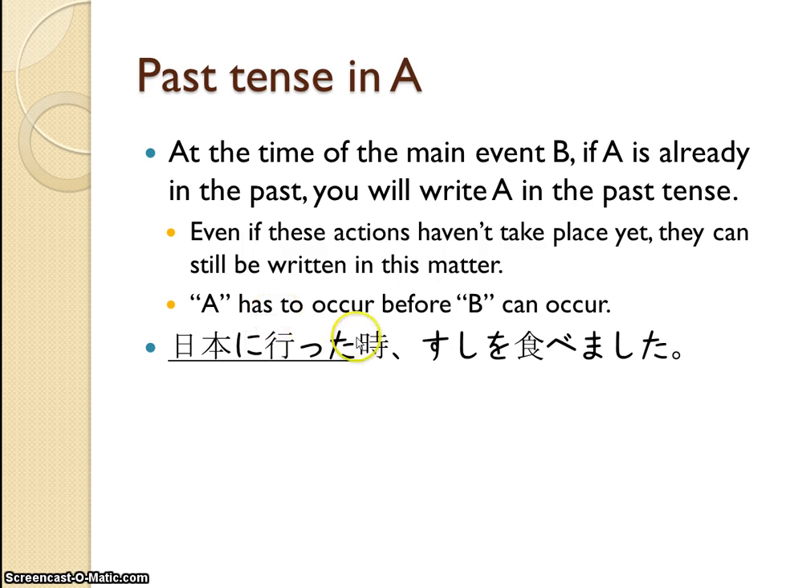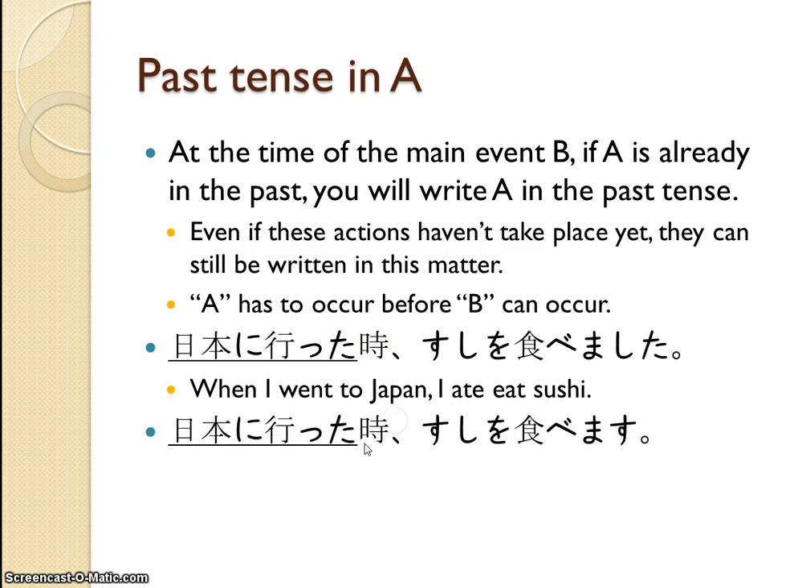So in this case, this part is always in past tense. When I went to Japan, I ate sushi. Sorry, I shouldn't say eat. So go ahead and correct that. So the second one, 日本にいた時寿司を食べます. Now, this has not happened yet, but they're saying that when I do go to Japan, I will eat sushi. But in order for you to eat sushi, you have to have gone there. So that's why this is in past tense. Even though it hasn't occurred yet, you're using the past tense here for A.